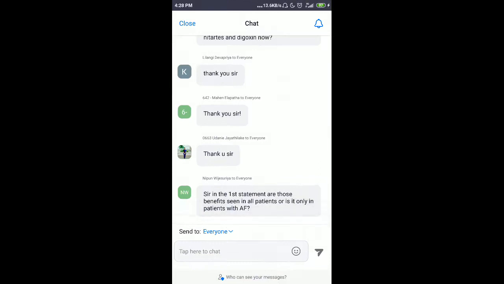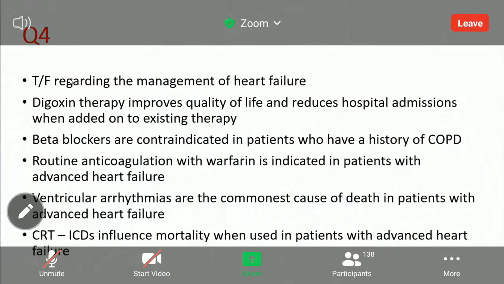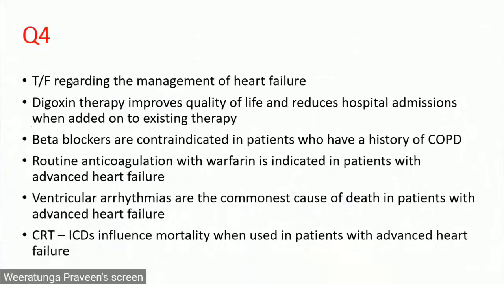But it's very clear that you should not start beta blockers in acute heart failure while they are still in acute heart failure. It actually increases the mortality if you do that. You wait for them to stabilize and on discharge you start the drug.